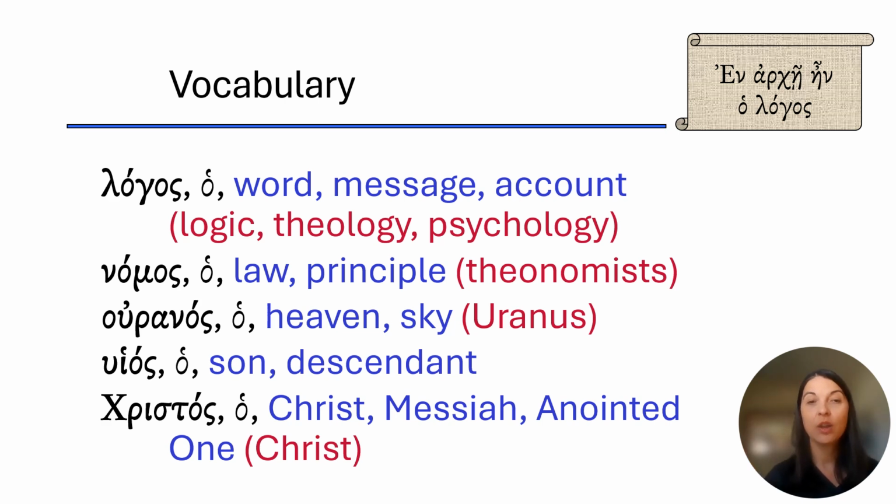Next you have ho nomos. This is law, principle. Theonomous is a word that can help you remember. Next is ho uranos, heaven, sky. Uranus might be a way to remember that one. And then you have ho huios. Make sure you're getting that rough breathing mark in when you're pronouncing this word, ho huios. This means son or descendant. And next you have ho Christos, Christ, Messiah, anointed one.